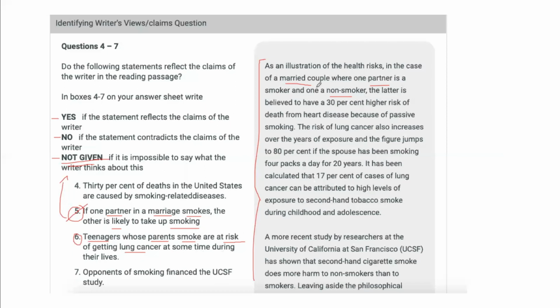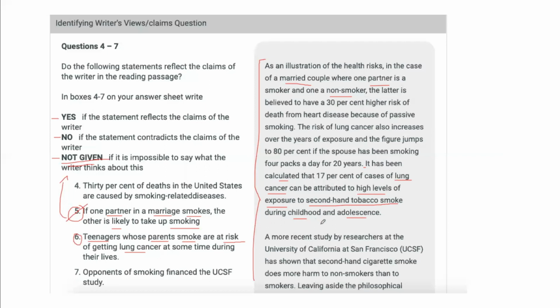And so again, I would simply scan my passage for this information. And I already come across this area here, because remember, this question type features questions that come more or less in order, usually. So it's a good idea to start with the first sentence and to continue working your way down to find your answers. And so I see here, it has been calculated that 17% of cases of lung cancer can be attributed to high levels of exposure to secondhand smoke during childhood and adolescence. All right, so this is the area that I need to be looking at.